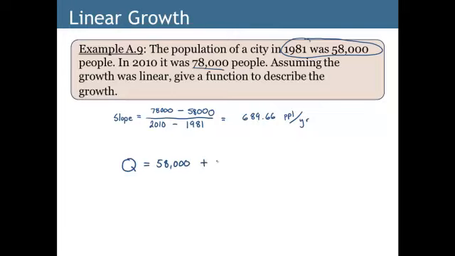It's increasing at a rate of 689.66 per year times t. So 58,000 was in 1981. Therefore, t is years since 1981. And so that would be my equation, but just clarifying that my t is measuring years since 1981.